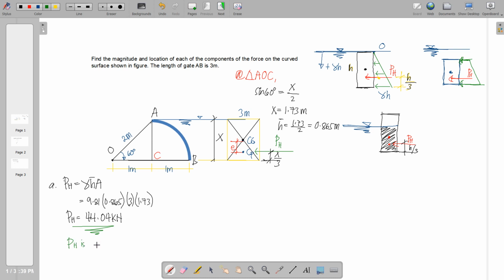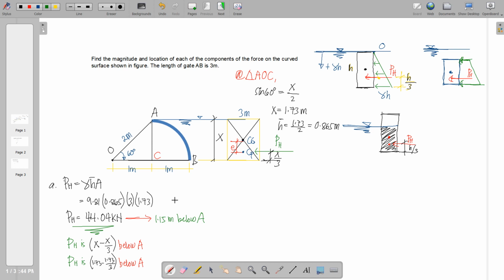And then for the location, it is how many meters from point A. So we are going to locate your pH from A. And that is X minus X all over 3 below A. So when we substitute that one, we have 1.73 minus 1.73 all over 3, that is 1.15 meters below A.